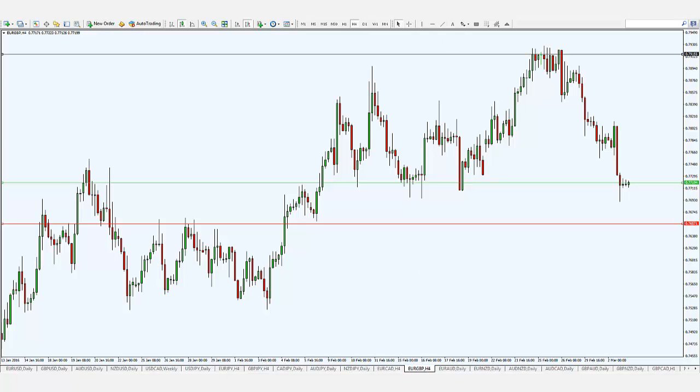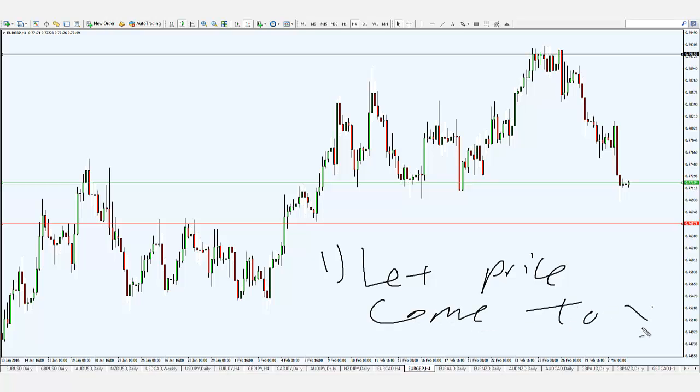The entire message in today's lesson is this. Number one, let price come to you. Let price come to you. Do not chase price, because when you let price come to you, to your desired levels, support or resistance, you are trading at a favorable location. And at the same time, you can actually give yourself more buffer on the trade.